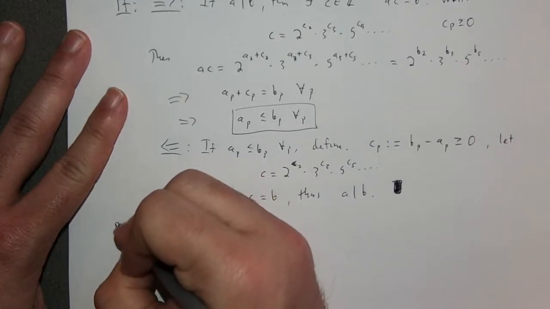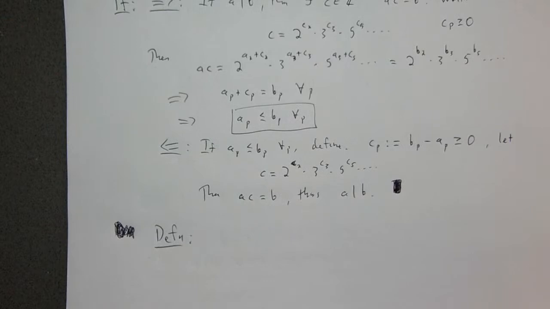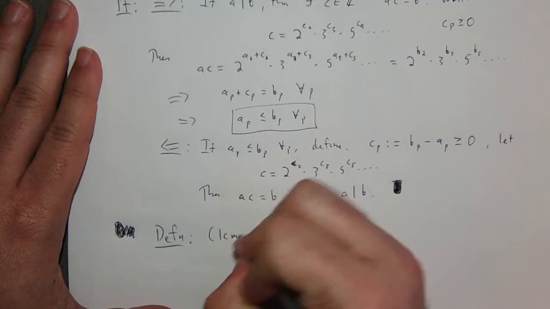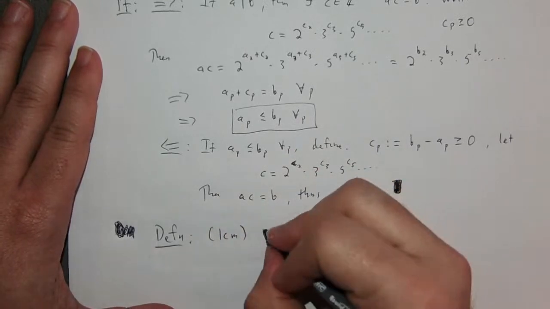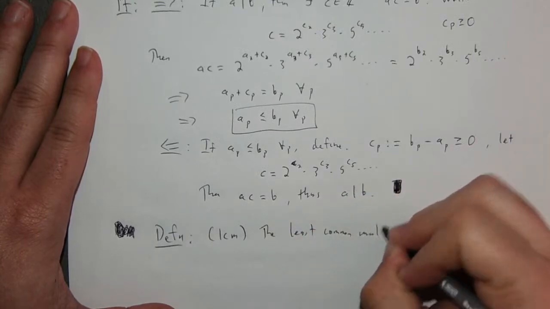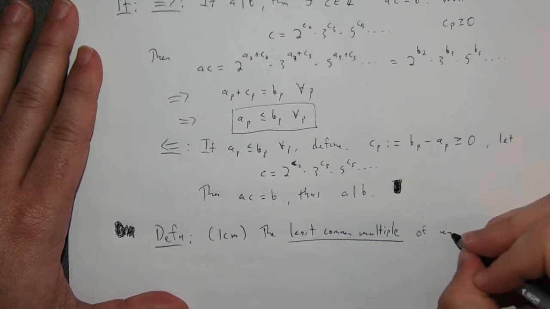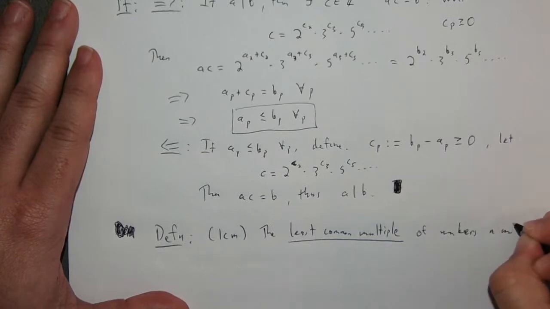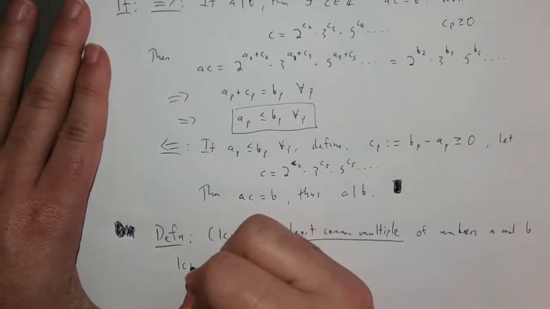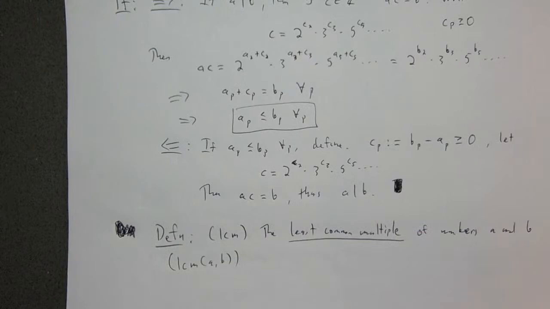Well, before I write this proposition, I have to make a definition. We've talked about the GCD already, so there's a thing that pairs with the GCD that you're aware of, which is the LCM, right? The least common multiple of numbers A and B, sometimes written with a square bracket. I'm always going to write LCM of A and B.